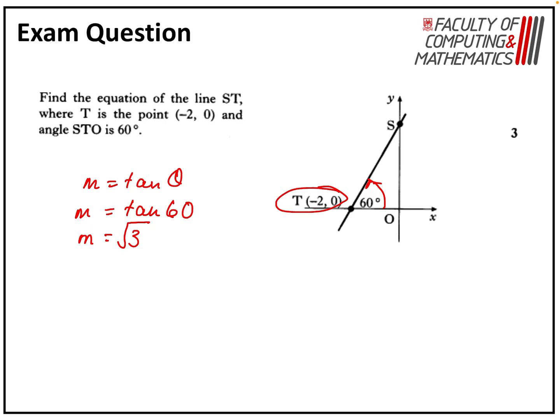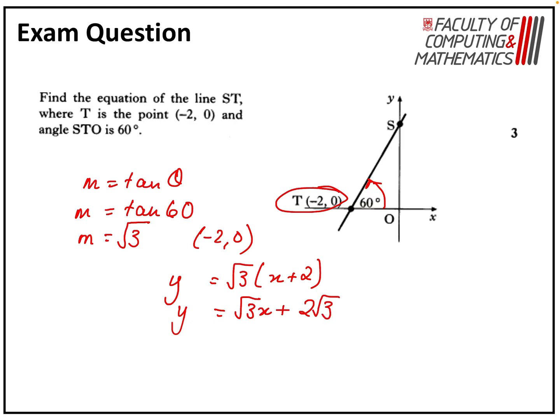We're then going to use the point minus 2, 0, and we're going to substitute this into y minus b is equal to m bracket x minus a. So y, you would have minus 0 in there, is equal to root 3 bracket x plus 2. Multiply out your bracket, y is equal to root 3 x plus 2 root 3. I'm going to leave it like that, okay? And I know I've said I like it in the form ax plus by plus c is equal to 0, but I'm just proving that there's nothing wrong with leaving it in this form.